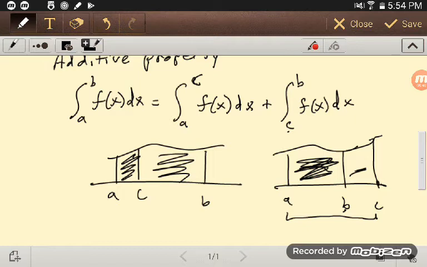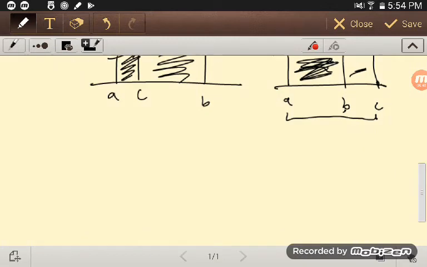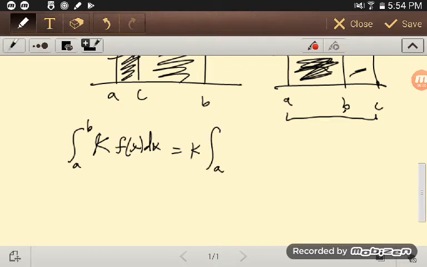And let's see, our final couple properties. So we had that additive property, then we have a scalar multiple property. So if I have a to b of some constant k times f of x dx, well, remember it's a sum, and then the limit of a sum. Well, we can factor the k out of the sum, and we can factor the k out of the limit, and so this is k times the integral from a to b of f of x dx.